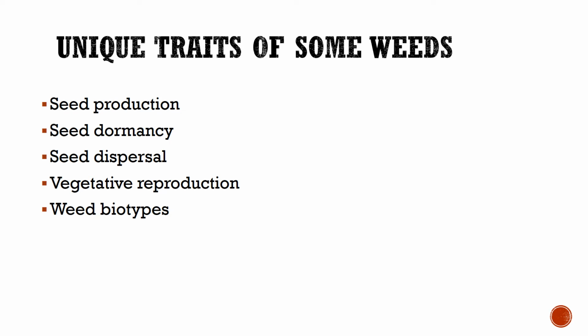So now let's look at some traits of different weeds that we have in the United States. We're going to look at seed production, the dormancy, dispersal, so how that seed is going to move from place to place, vegetative, so that asexual reproduction portion that happens, and then just some biotypes within those weeds.